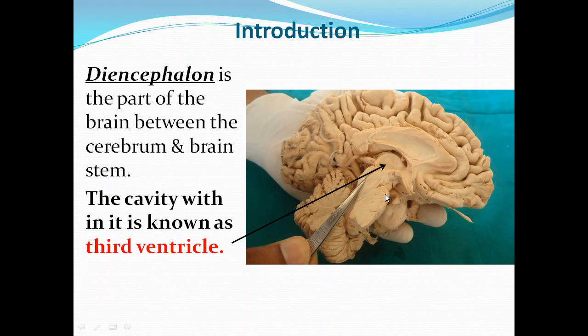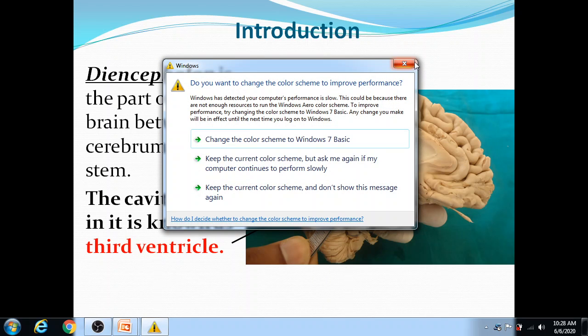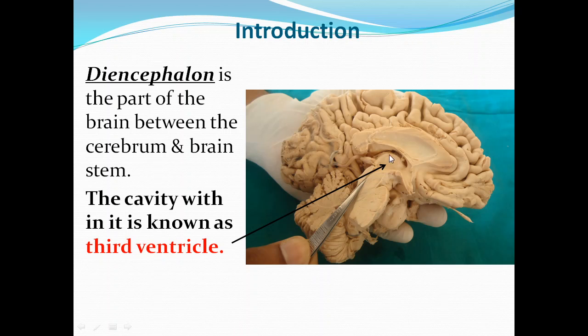In this diagram you can see the mid-sagittal section of the cerebrum, and this portion is the C-shaped mass of white matter known as corpus callosum. Now, diencephalon is that part of the brain that lies between cerebrum and brainstem. This portion is known as diencephalon. Brainstem, as you all know, consists of midbrain, pons and medulla oblongata. So this area is known as diencephalon. It is also known as interbrain.